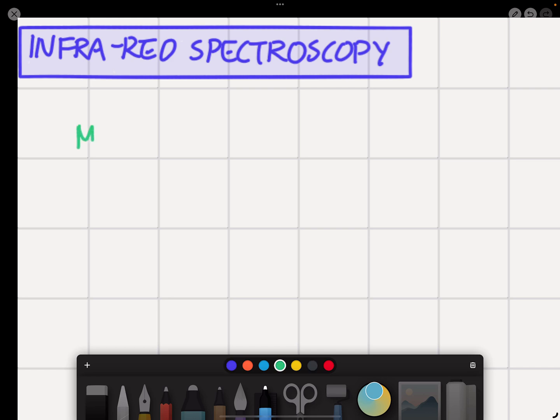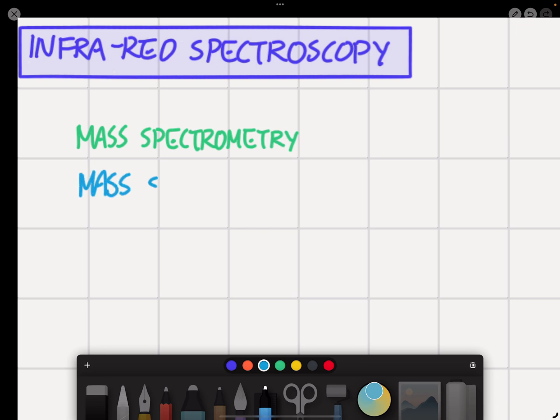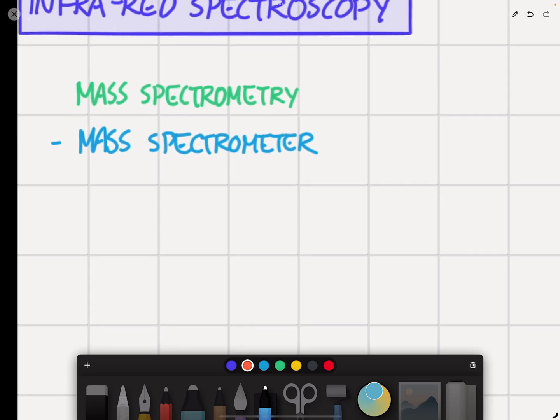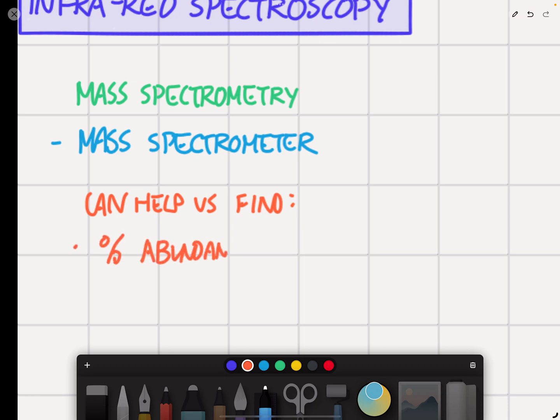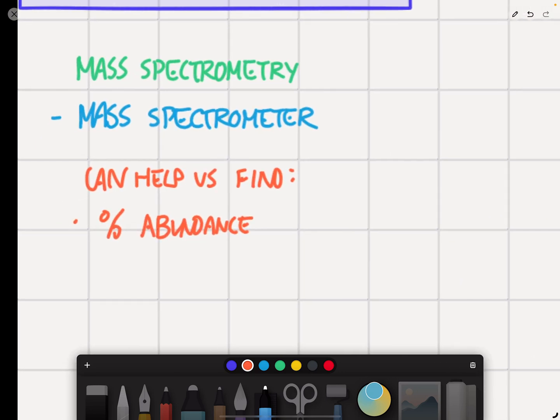So we have mass spectrometry, which is a method for determining the molar mass of a molecule as well as the percent abundance of isotopes. We will be using the mass spectrometer. So this method allows the determination of the percent abundance of isotopes when we are using the mass spectrometer to analyze elements. Okay, so percent abundance of isotopes.